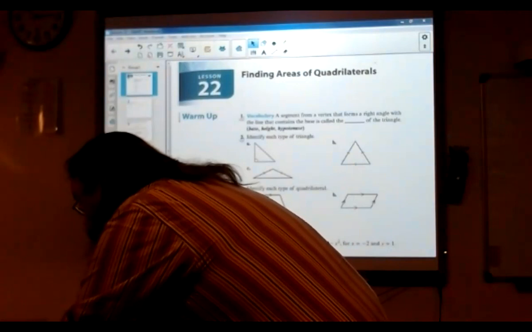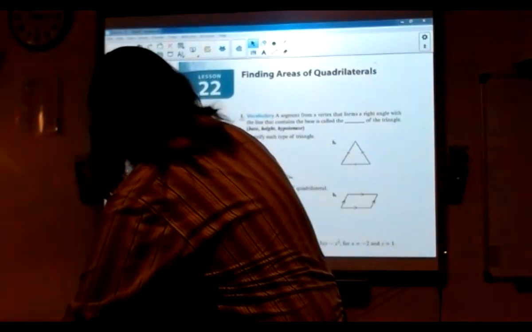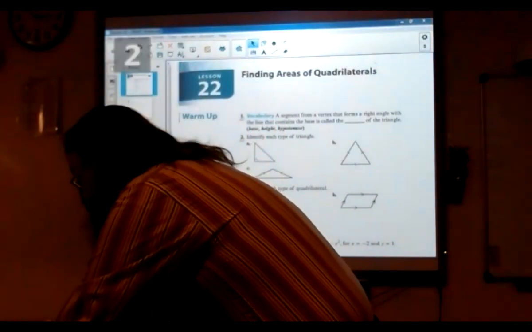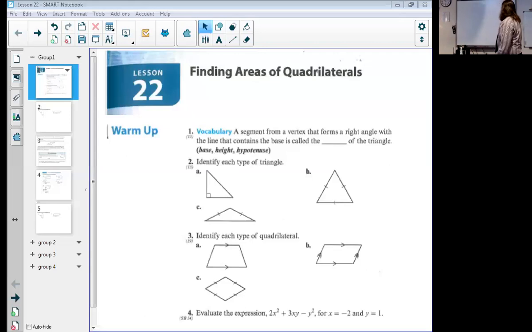All right, we are starting today with lesson 22, finding the area of quadrilaterals. So let's start with the warm-up to ignite previous knowledge. We have vocabulary. A segment from a vertex that forms a right angle with the line that contains it. The base is called the blank of the triangle.